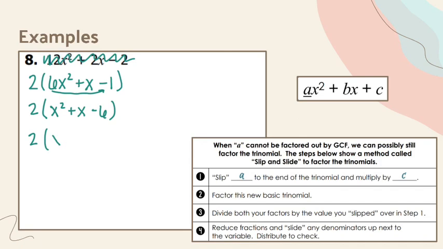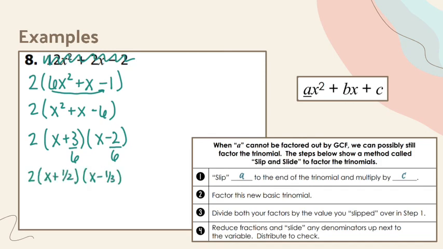Then we want to factor that, so we're going to get x plus 3 times x minus 2. Then we divide both of these by a. So that was 6, and make sure you use this a that you moved over, not the original a. So now we've got 2x plus 1/2, x minus 1/3, and then we move our denominators up, and we're going to get 2x plus 1 times 3x minus 1. And that's our final answer.